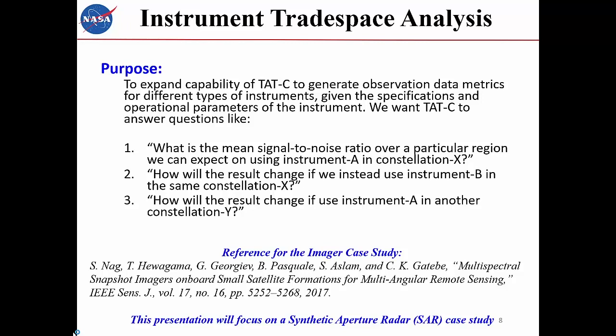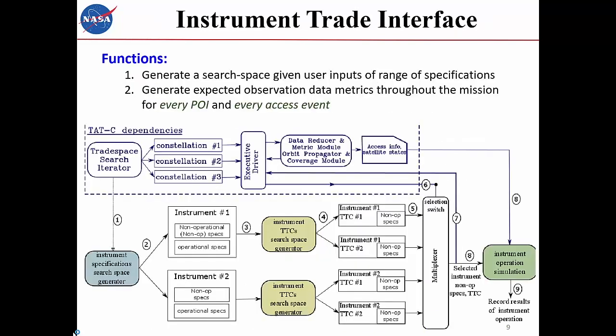So the results that I'll show here are in reference to a radar mission, a synthetic aperture radar, and we've published a similar case study on imagers in the last couple of years. So that's more in terms of visible and infrared imagers, but what we talk about today is radars. So what the instrument trade module does is it generates a trade space, just like the constellation trade space is generated by TAT-C, which is the original software.